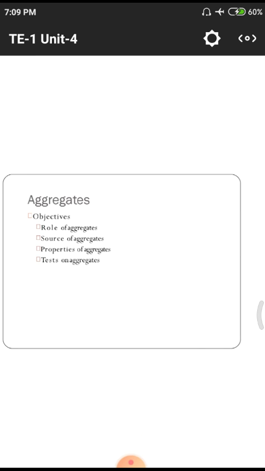Today's topic is aggregates. Normally, for the construction of different kinds of roads, we have to use these aggregates, so that before going to construct a particular road, we need to know the basic properties and the characteristics of aggregates. For that, today we will discuss these aggregates and their properties.